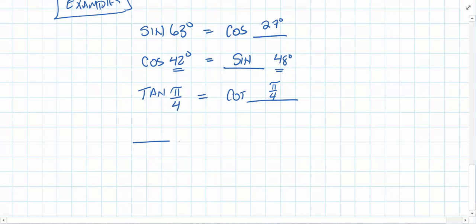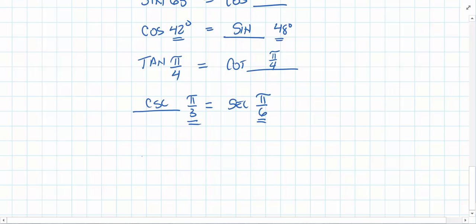What about this one? The what of pi over 3 is equal to the secant of pi over 6. Cosecant, very good. Because pi over 3 and pi over 6 are complementary, and secant and cosecant are cofunctions. Last one, this is the most challenging one. If I tell you the cosecant of pi over 12 has to be the secant of what? 5 pi over 12. Very good, Jonathan.